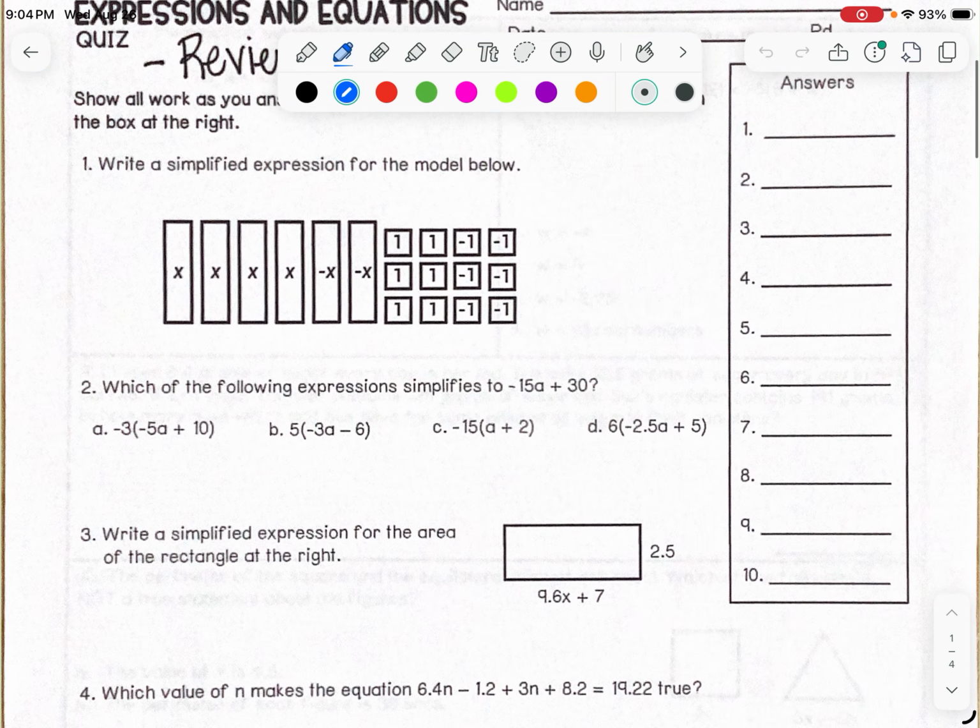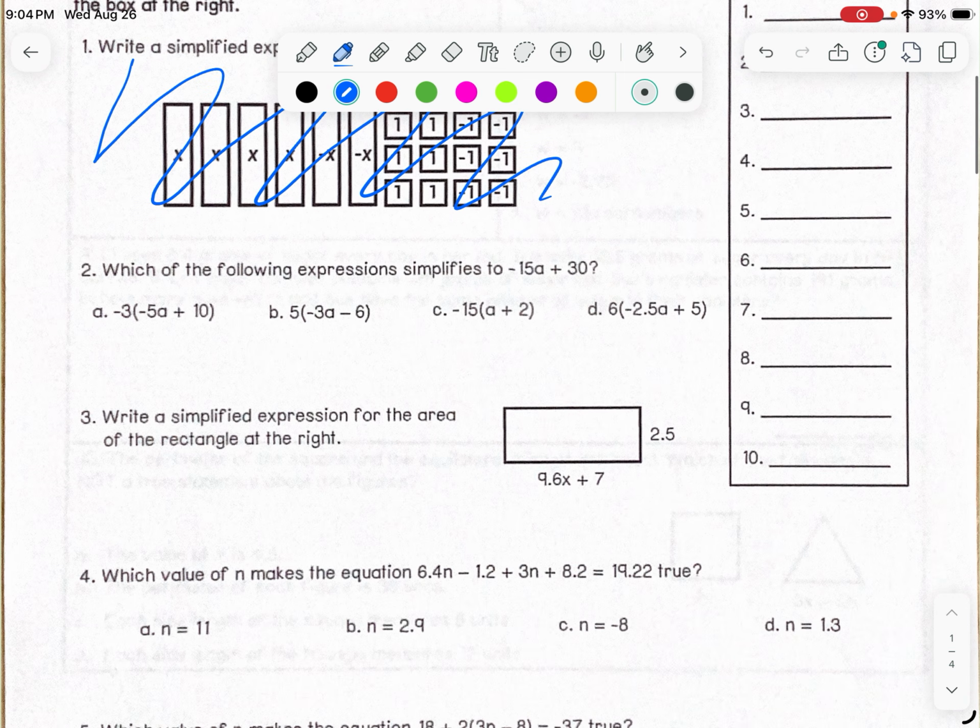Okay, we're totally skipping number 1 because we didn't do algebra tiles. Nobody likes that. For the following expressions that simplify, guys, it's just the distributive property. So you're just trying to find the ones that simplify to negative 15a plus 30.